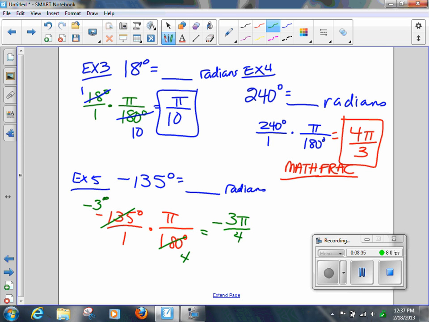How else could we check this just to verify that we're right? Especially with these that end up with a pi over 3 angle or a pi over 4 angle or a pi over 6 angle, go back to your unit circle. Check it. That's why we spend a lot of time on that. Okay? Use it. Questions at all? Fractions, fractions, fractions, never decimals when we're dealing with radians, right?